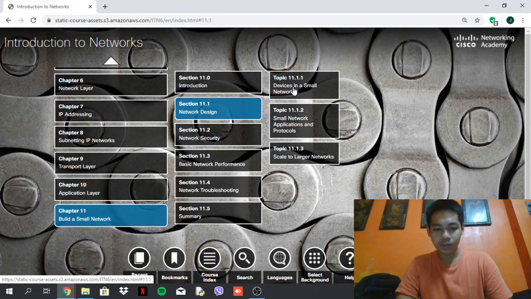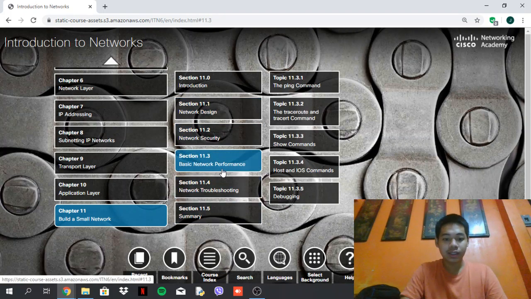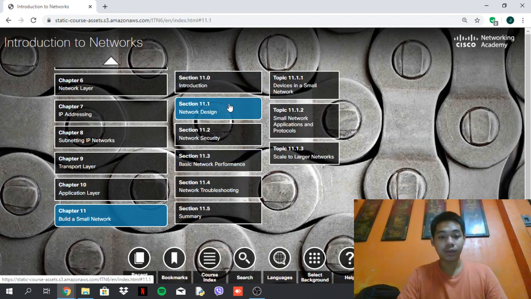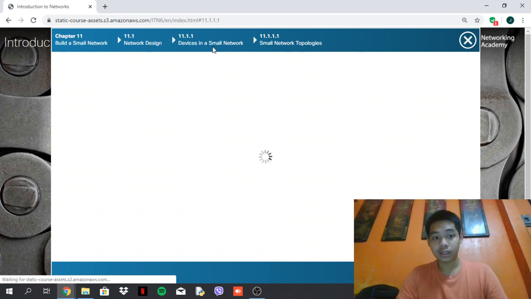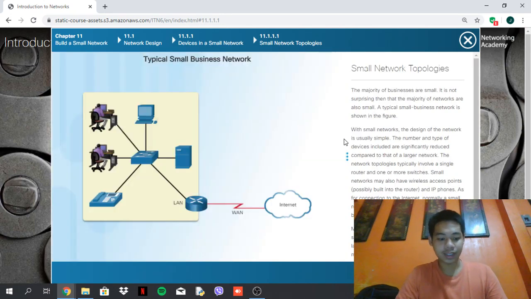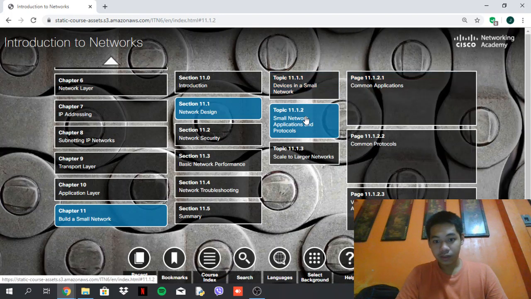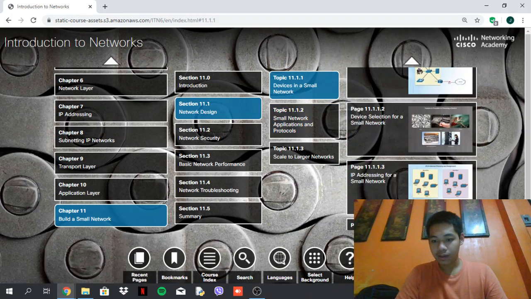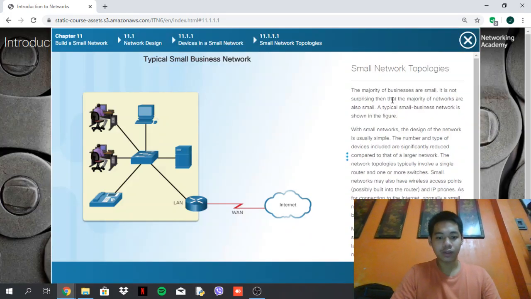Okay, so this chapter has four sections: network design, network security, basic network performance, and network troubleshooting. Start with network design. As the word itself says, it's all about the design, what its topologies are, how the small network works, just like the small network you have at home.